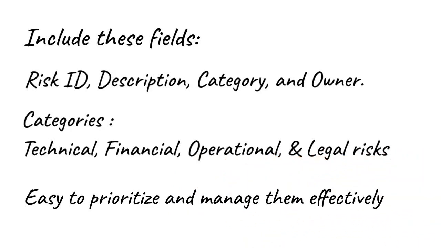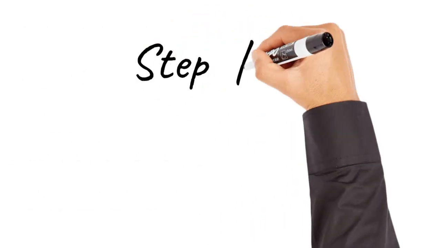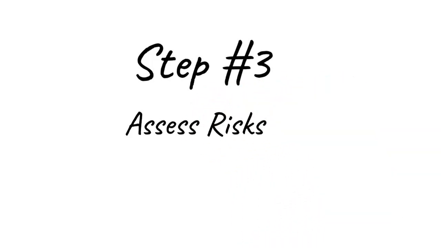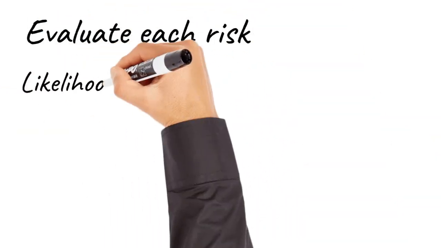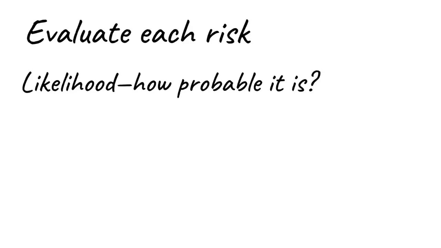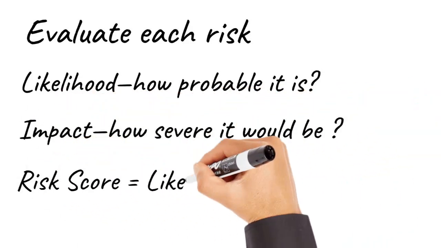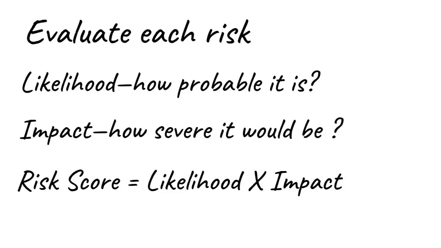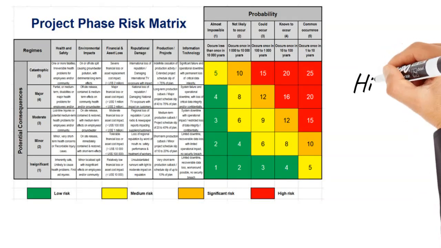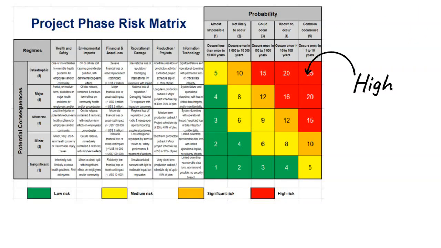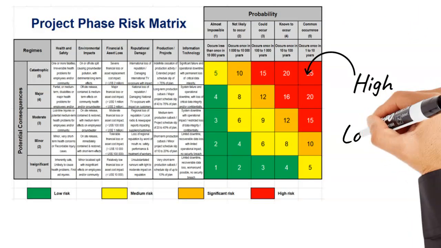Step 3 is assessing risks. Evaluate each risk for likelihood, how probable it is, and impact, how severe it would be on your project's cost, timeline, or quality. You can calculate a risk score by multiplying likelihood by impact. For example, if a risk has a high probability and high impact, it becomes a priority risk.